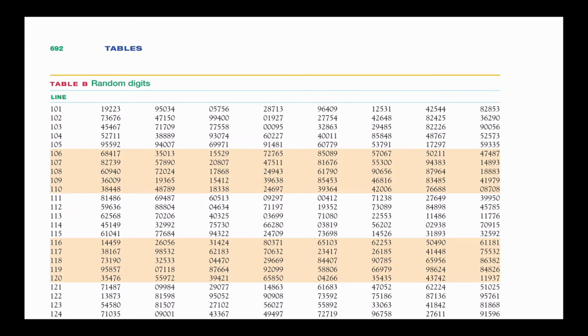So on an assignment or on a test, they'll tell you where to start. They'll say, hey, start at line 110, start at line 120, start at line 111. They'll tell you where to start. For today, we'll just start at 101. So I need to pick 10 numbers from 1 to 100. Okay.